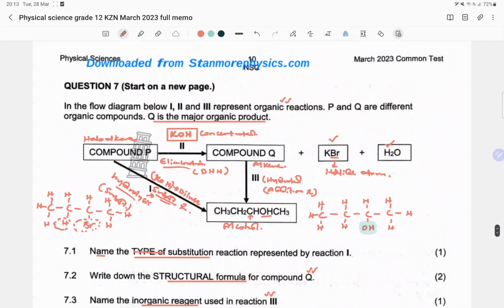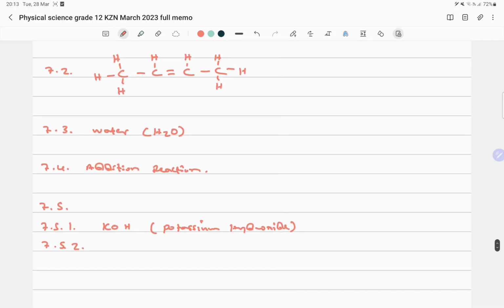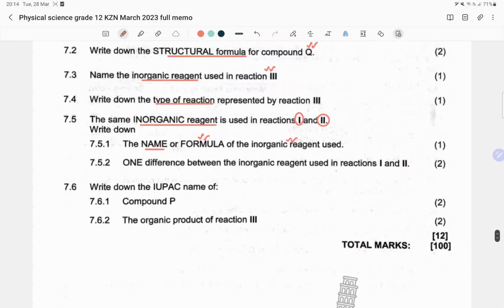Okay, now one difference between the inorganic reagent used in reactions 1 and 2. Of course, we know that in reaction 1 it is dilute for us to substitute. It is concentrated to eliminate. So for reaction 1, you can just say KOH is dilute, and then in 2, KOH is concentrated. Now that's it. Okay, one difference between the inorganic reagents. You can say the only difference is the concentration.